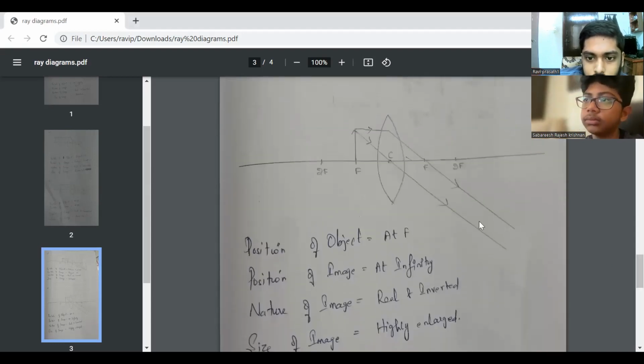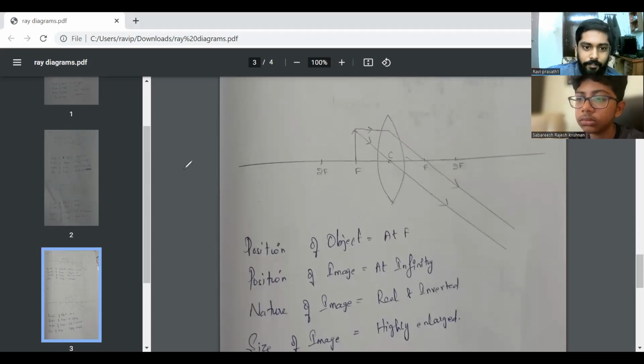So this one is a bit different. When an object is at focus, you cannot use one law here. Which law? You can use only two laws. You cannot use the second law, because it is already at focus. How can you find the ray passing through a focus? Obviously not. So I am forced to use the first law and third law. In other cases you can use any law. The ray parallel to the axis will pass through focus, and the ray passing through the center of curvature will emerge in the same path.